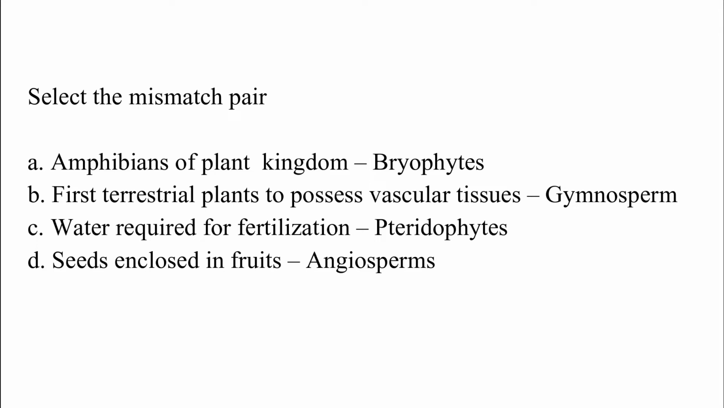The correct answer is option B, first terrestrial plant who possesses vascular tissue, gymnosperm. This one is incorrect because first terrestrial plants to possess vascular tissue is pteridophyte, not gymnosperm.